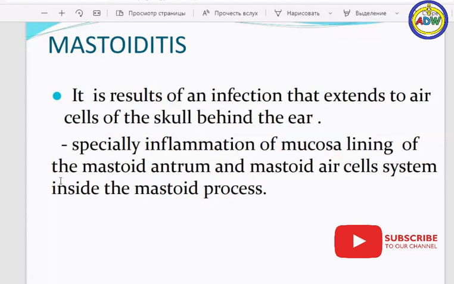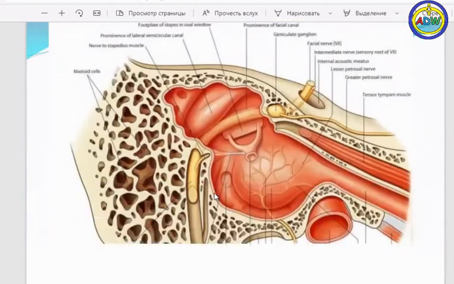What about acute? It is the result of an infection that extends to the air cells of the skull behind the ear. Until 3 years of age, we cannot call it mastoiditis, because the mastoid process is not developed in infants and small babies. And we call it antritis, antrum and the ear involved. But after that, mastoiditis can occur.